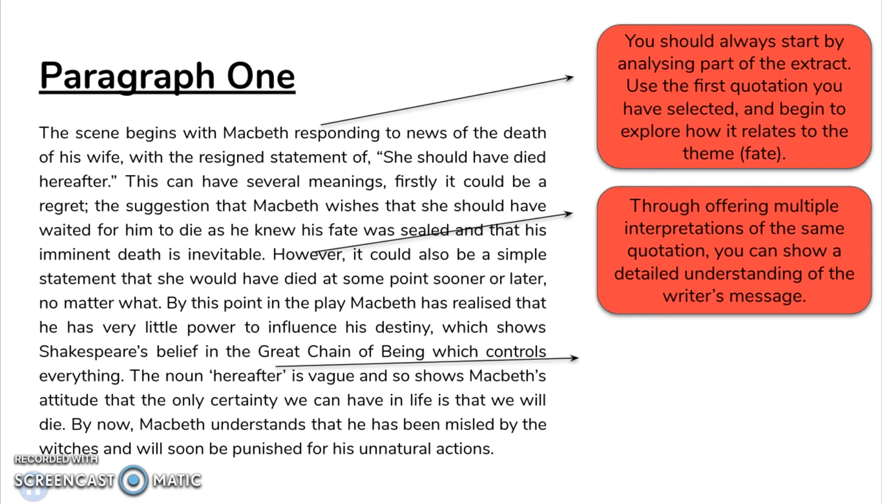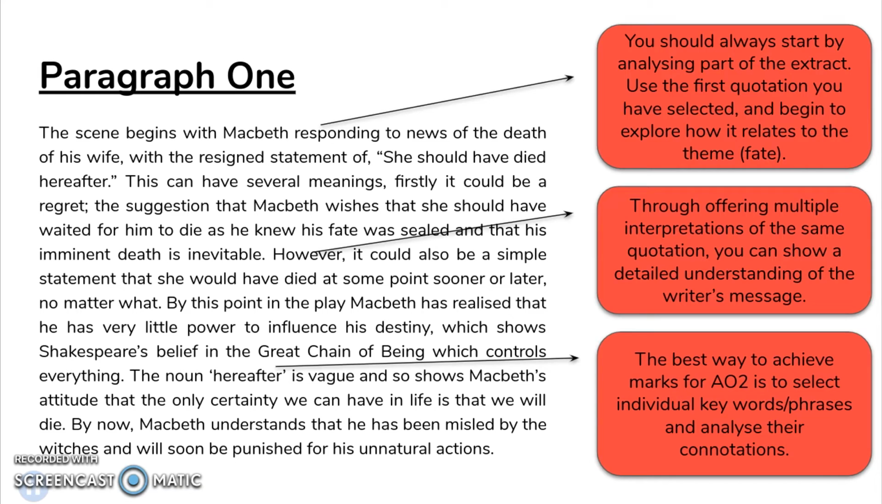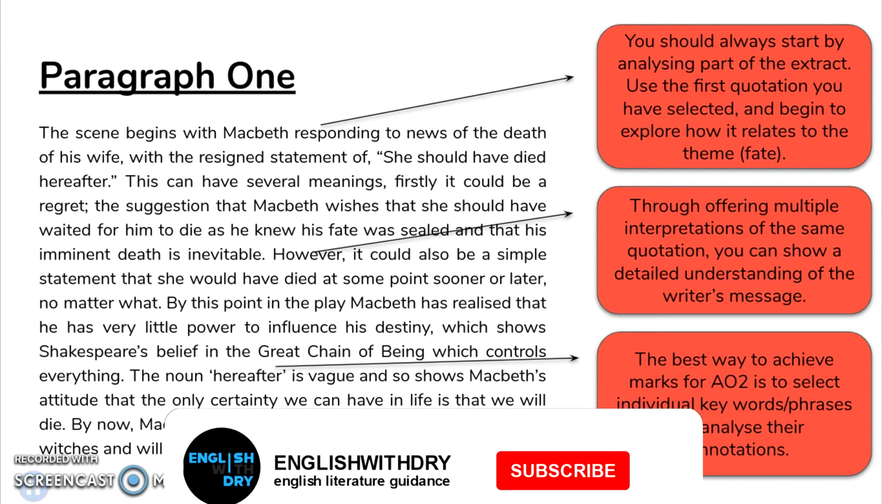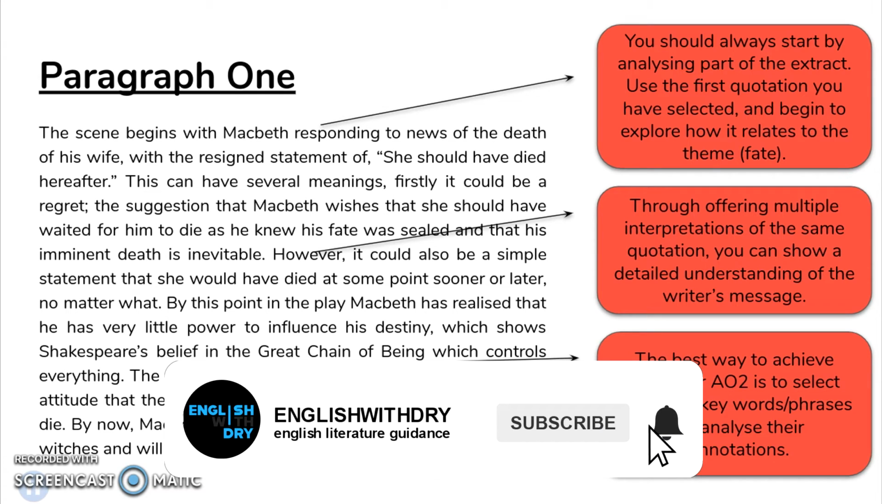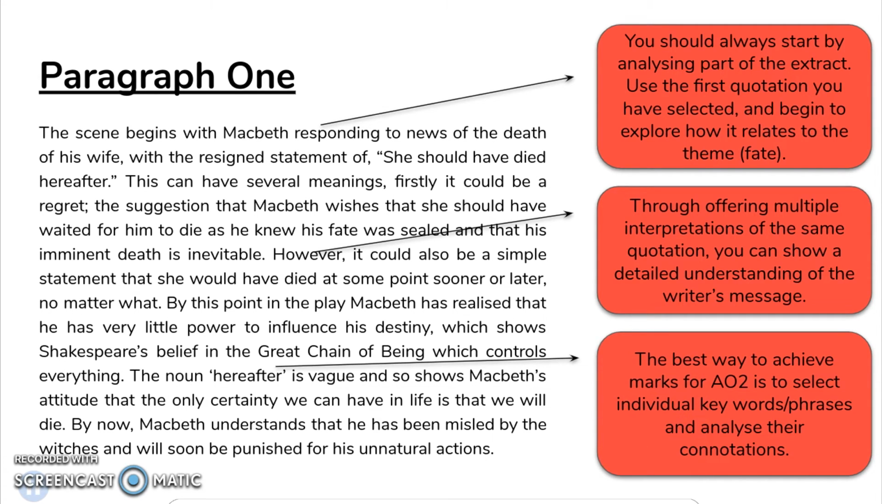The noun hereafter is vague and so shows Macbeth's attitude. The only certainty we can have in life is that we will die. Now, this is the best way to get AO2 marks, is to highlight and zone in on individual words and phrases, okay? Now, I've said the noun hereafter because I'm showing off, but that isn't essential. You're never going to get an extra mark for naming a noun or an adjective or an adverb. I just know that is a noun, so I've said it. If I hadn't said it, this essay wouldn't be getting 1 fewer mark, put it that way, okay? The main thing I need to do is analyse what this word means and what it tells us.